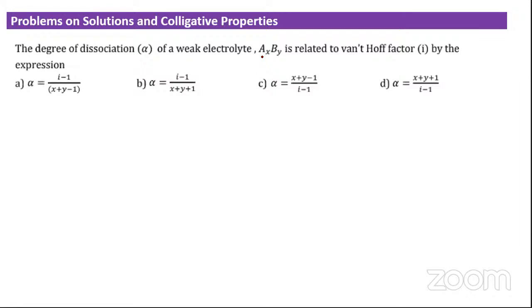तो ये आप ही लोग करेंगे. The degree of dissociation alpha of a weak electrolyte AxBy is related to van't Hoff factor. Just quickly, I want the answers. Salt को dissociate कराइए and find the value of i. Okay. Simple mathematics लगेगी यहाँ पर. Quickly do it.